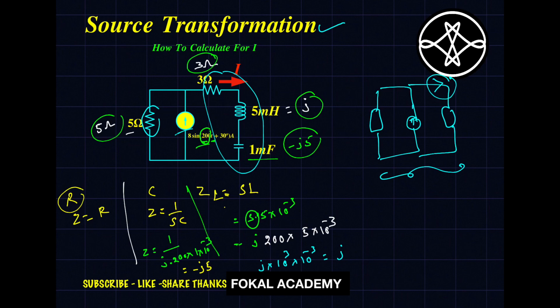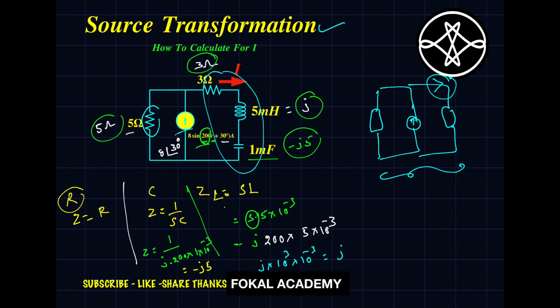Now convert the source into phasor form. Here the amplitude is 8 and the phase angle is 30 degrees. Here I am not doing it like this. Here I am going to apply source transformation. That means here the current source is in parallel with a resistance of 5 ohms. Now convert this into a voltage source.